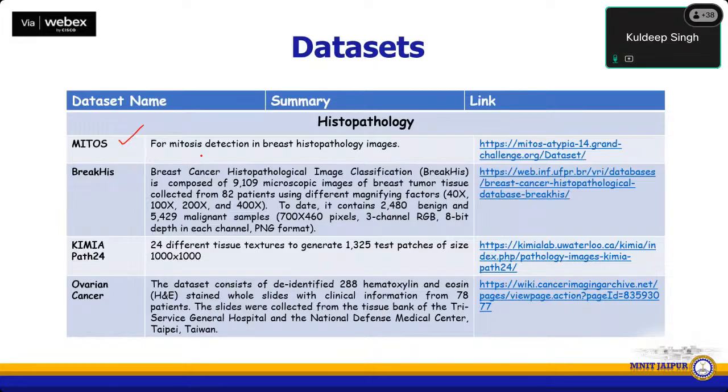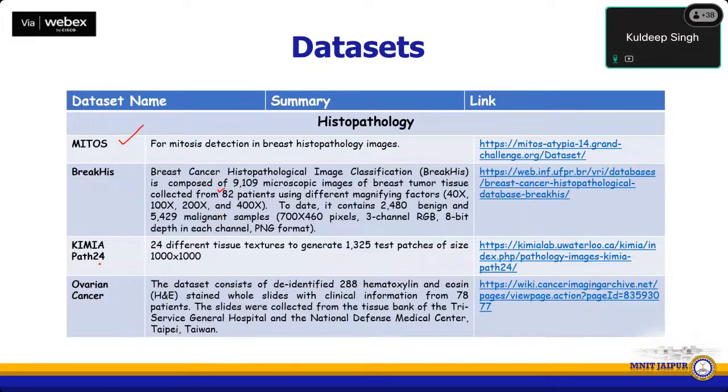We do have another popular public dataset, BreakHis, and it is for breast cancer histopathological image classification. It comprises 9,109 microscopic images of breast tumor tissues, which are collected from 82 patients, and it has variability in terms of magnifying factor. The microscopic images are taken at different zoom levels, like magnification factors 40x, 100x, 200x. Rather, it is 400x as well.